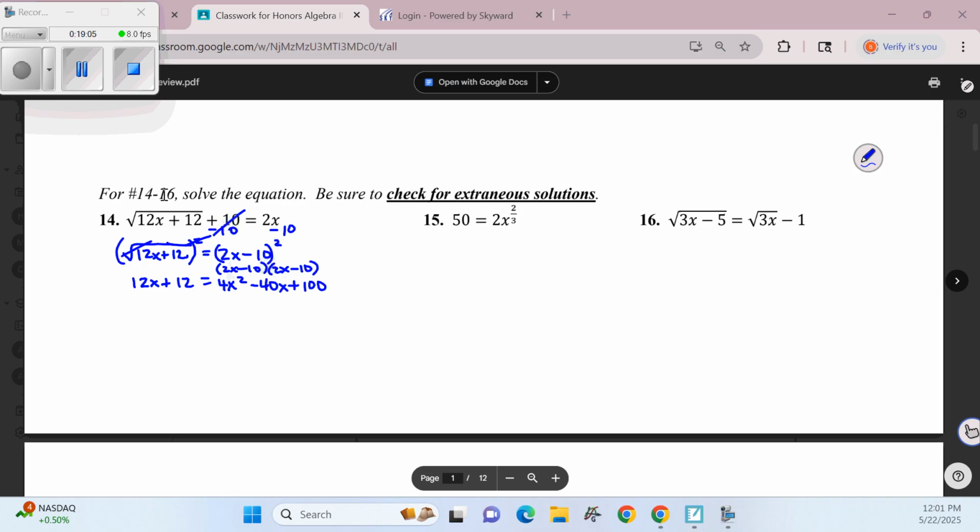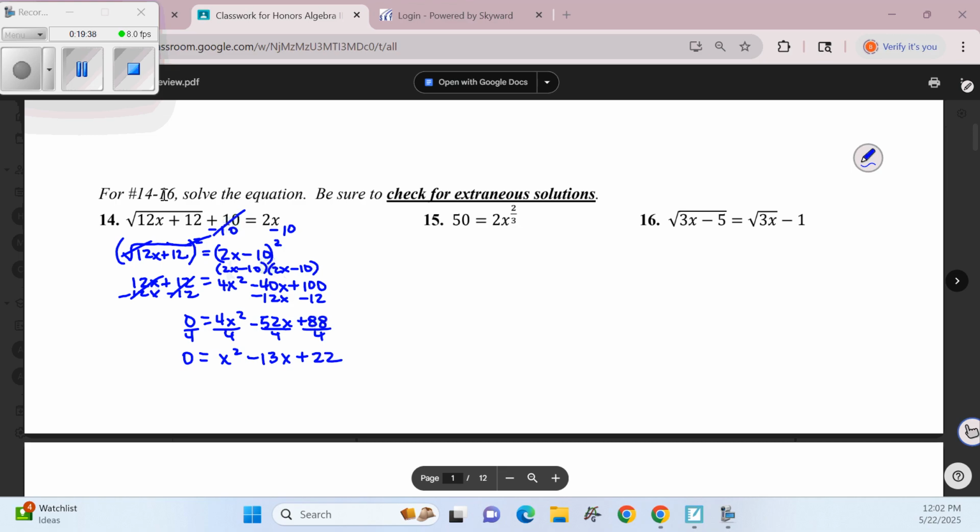This is definitely going to be a factoring scenario, so let's go ahead and get everything equal to 0. Subtracting this over, minus 12x minus 12. We end up with 0 equals 4x squared minus 52x, and then a plus 88. So this kind of looks scary as far as numbers go until we recognize that everything is divisible by 4. So let's make our life easier and get rid of that. So we get 0 equals x squared minus 13x plus 22.